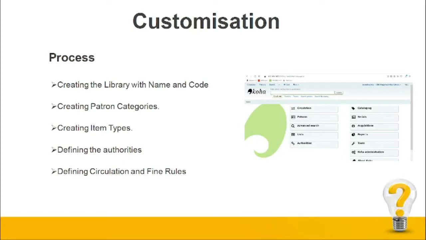For more customization, we need to go to Koha administration, and we have to create the library, other libraries if we are having more than one library, with the names and codes. We have to create all the pattern categories, as we have created only one pattern category while customizing the Koha for the first time. Likewise, we have to customize the item types.